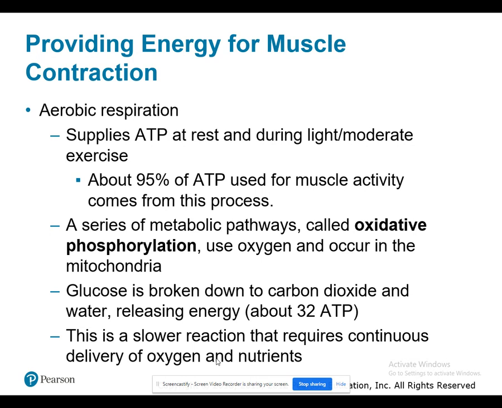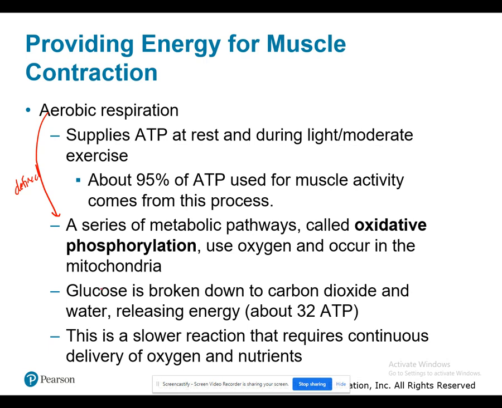Aerobic respiration is defined as a series of metabolic pathways. It also goes by the name oxidative phosphorylation. Oxidative because it requires oxygen in order to add a phosphate to ADP. Now this occurs in the mitochondria of the cell, which is why they call mitochondria the powerhouse of the cell, because this is where a lot of our ATP is made.